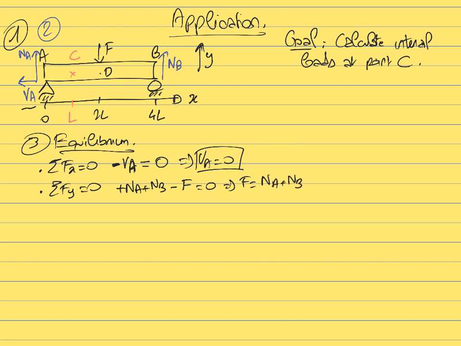So the force F has to be balanced by the sum of NA and NB, the two normal reactions of the support. So here we have so far three unknowns, NA, NB, VA, and we have only two equations. So we are not able to solve the problem just yet. We need a third equation to calculate the three unknowns, and this third equation is going to come from the moments. So now we can write the fact that the sum of the moment about a given point is equal to 0.